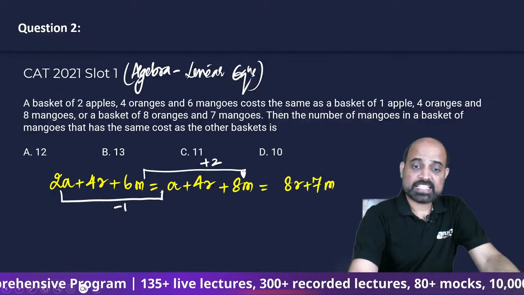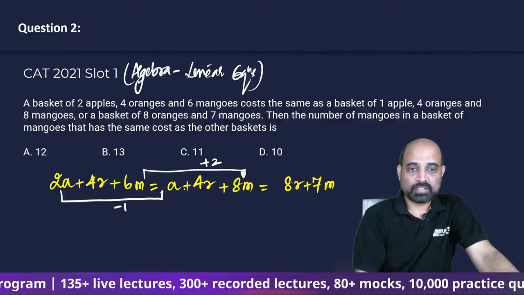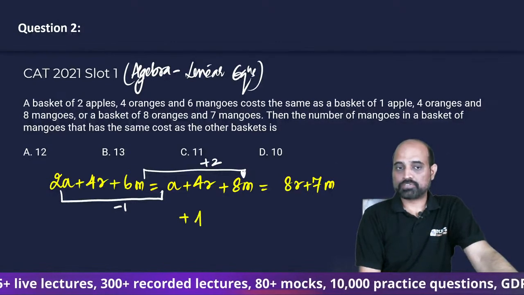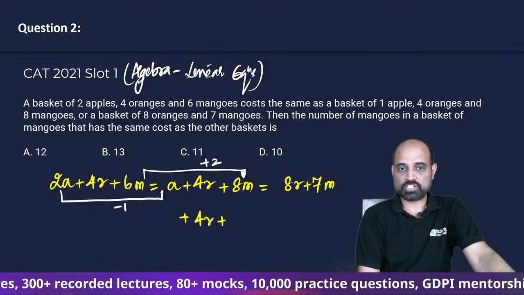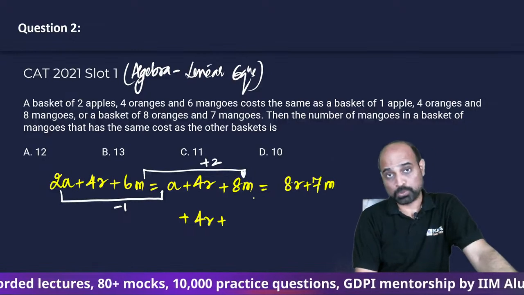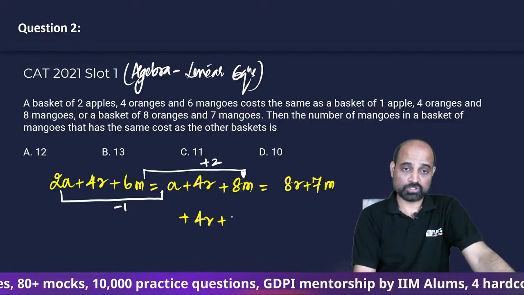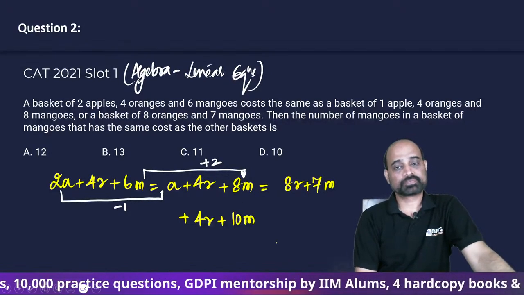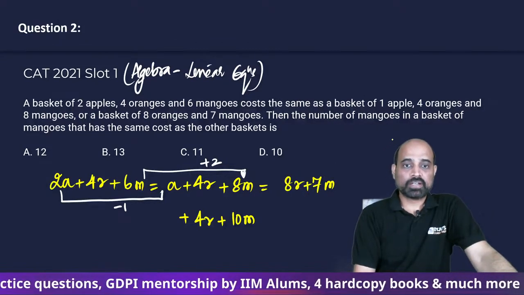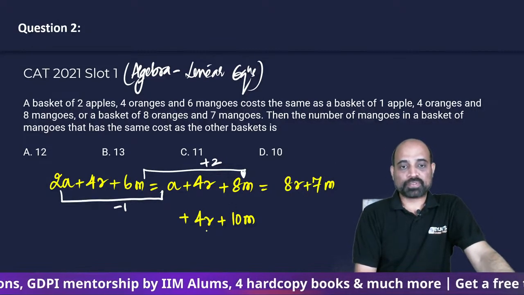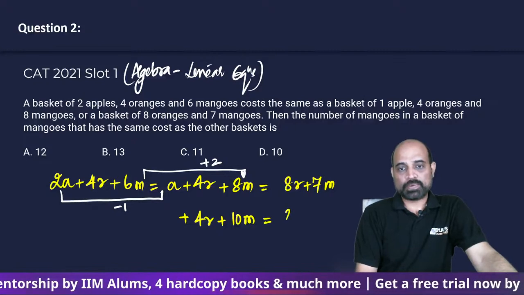So if I decrease apple further by 1, I will get 0 apples, 4 oranges will remain as such, and mangoes will increase by 2. Still we will have the same cost. So this is 10 mangoes, right? Now, we will now equate these two.